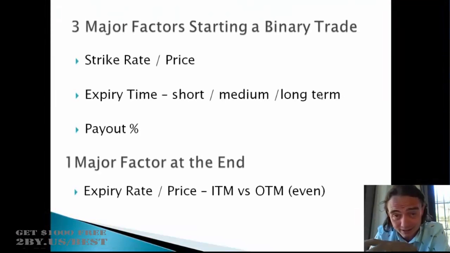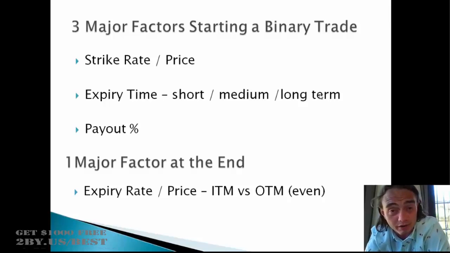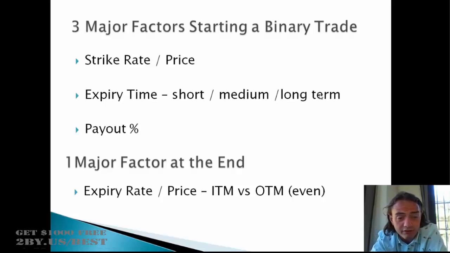So the one factor at the end which determines if your trade is in the money or out of the money, or in fact even, is the expiry rate or expiry price. If you've made a call trade and the expiry rate is higher than the strike rate, you will be in the money. Conversely, if you made a put trade and the expiry rate is lower than the strike rate, then again you will be in the money. That's the deciding factor.